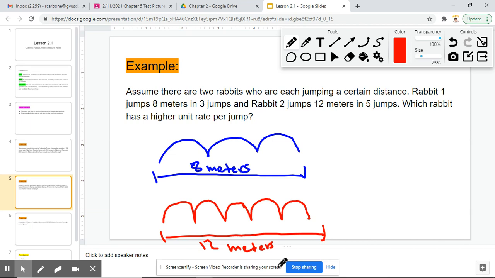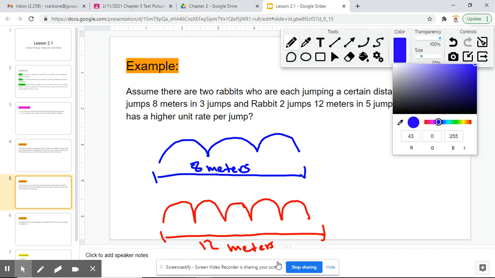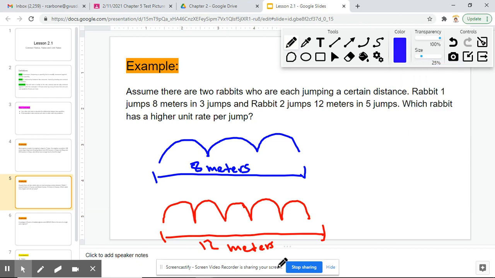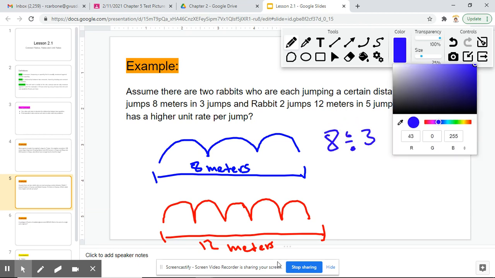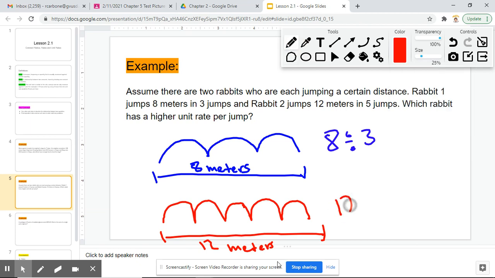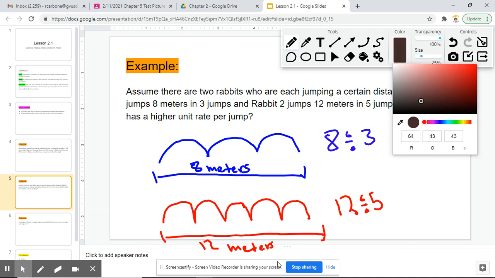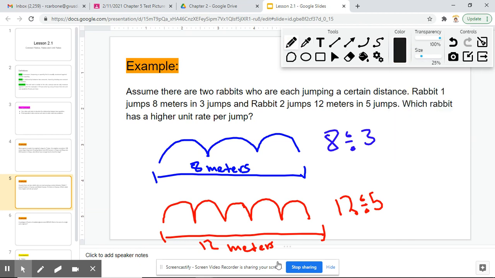But what we want to do is find out which one of these small jumps here is longer. So the way we can do that is for Rabbit 1, there's 3 jumps and they covered 8 meters, so we need to do 8 divided by 3. And for our next one, we have 12 meters and 5 jumps, so we'll do 12 divided by 5. All right, so 8 divided by 3 will give us 2.6 continuing. And 12 divided by 5 will give us 2.4.